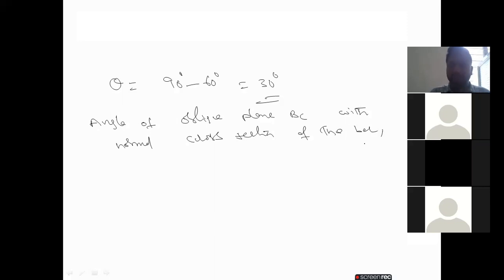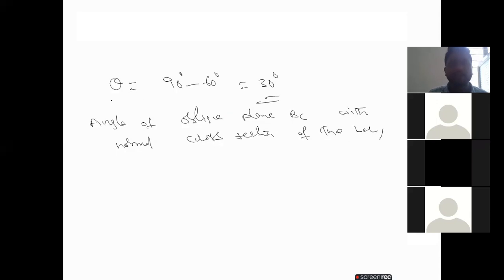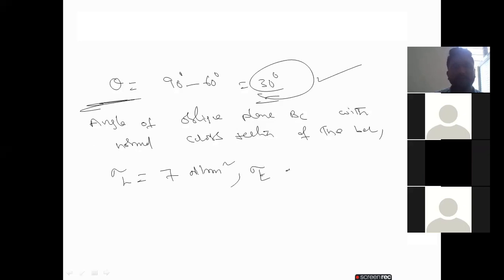So my dear students, the angle we were given is measured with the axis of that section. But when you take the normal to this one, it is like this. So in total it is rectangular, that is 90 degrees. If you remove that one, we get the theta value, that is 30 degrees. Now we have complete data. We already know sigma n is 7 Newton per mm square, sigma t equal to 3.5 Newton per mm square.